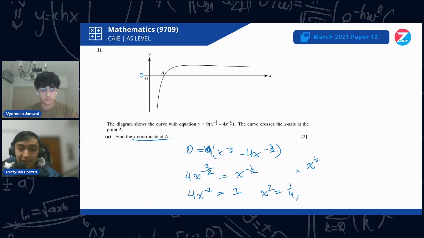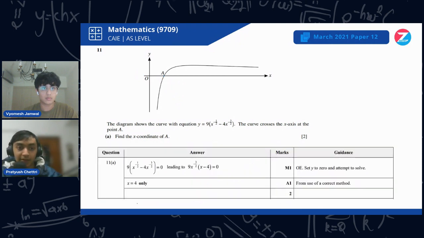So what this means, instead of x squared, is 4 over x is equal to 1. So x is actually equal to 4. Okay, so this is 4. Let's check that. Yes, indeed, it is equal to 4. They stated four only, so you can't say minus 4 or other sorts of numbers.